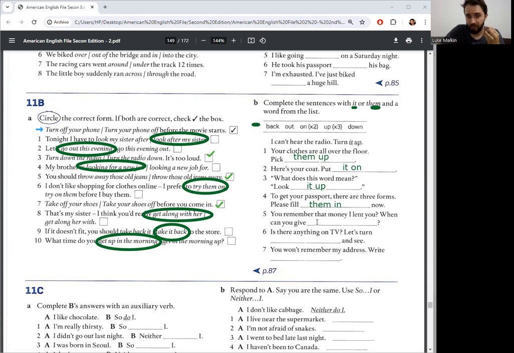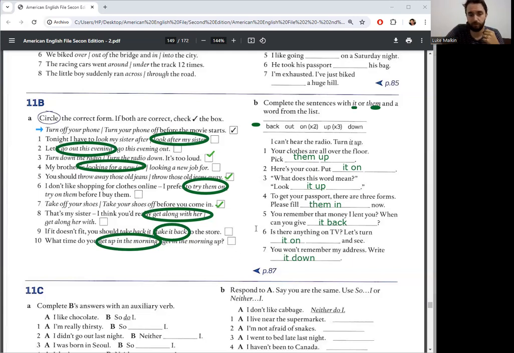You remember that money I lent you? When can you give it back? Money is uncountable in English, so it, and give back. Is there anything on TV? Let's turn it on and see. Turn on the TV to activate it, singular. You won't remember my address. Write it down. Write down is to make a note, and the address is singular.